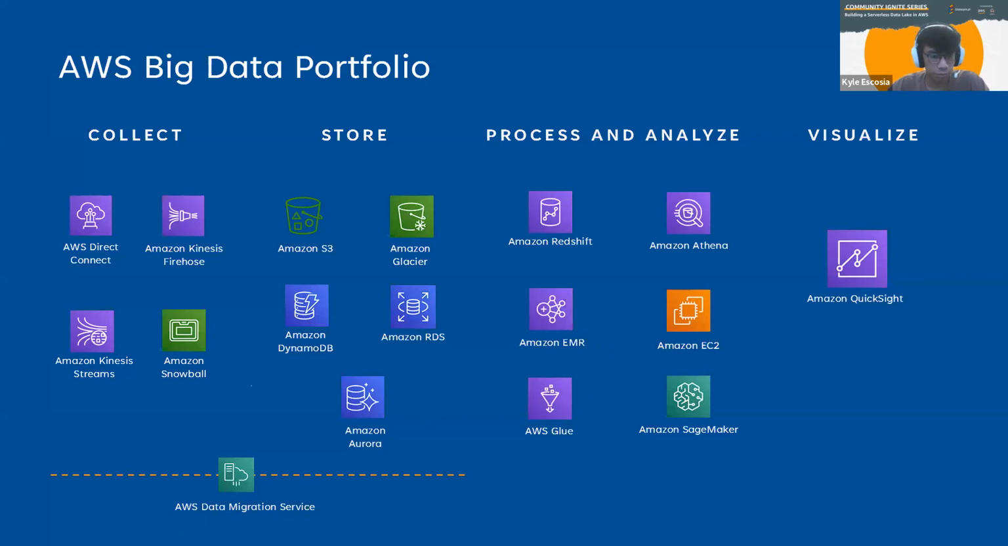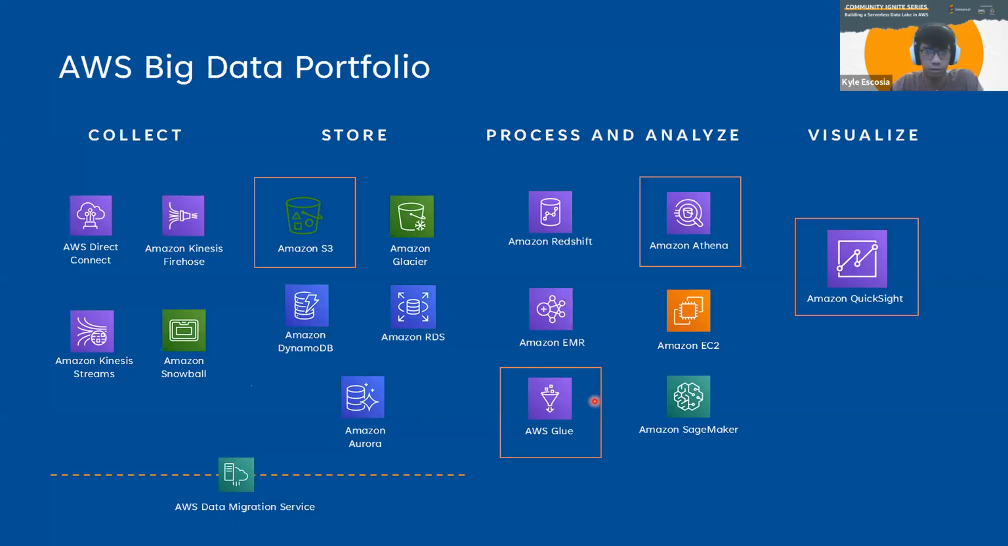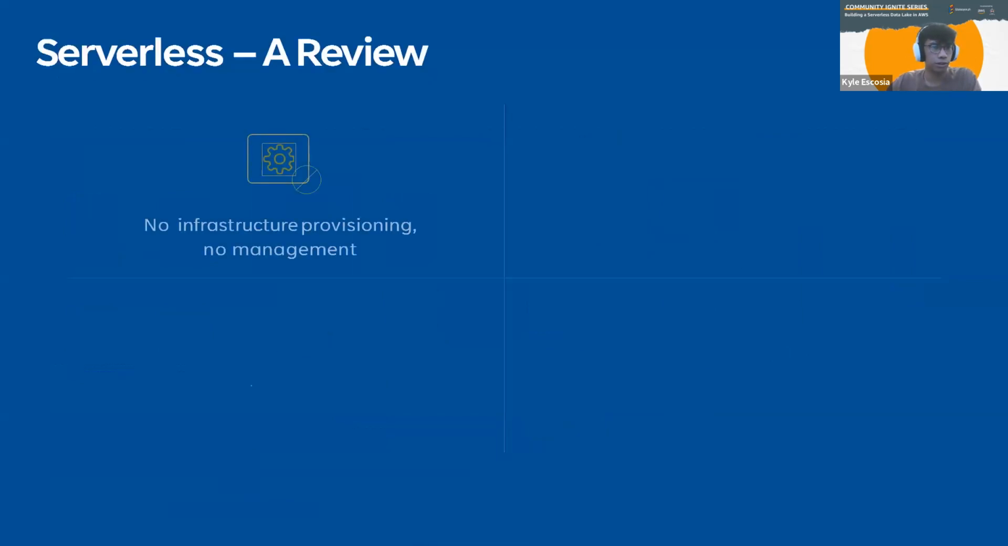No? And then we'll be focusing more on these 4 services. No, Amazon S3, AWS Glue, Amazon Athena, and Amazon QuickSight. So these are all serverless, meaning you don't need to provision any infrastructure. But actually, next slide too. Sorry. So serverless, quick review lang tayo ng serverless. Basic lang naman yung concept niya.